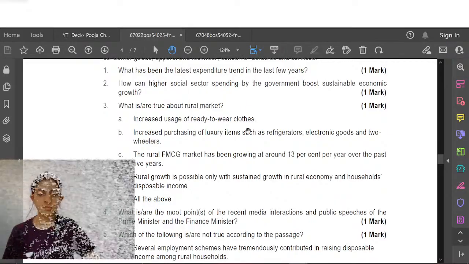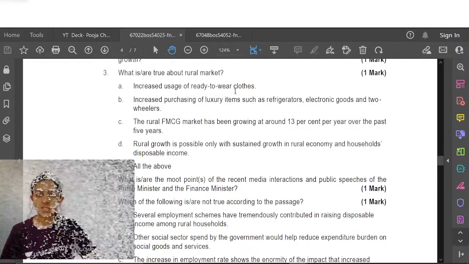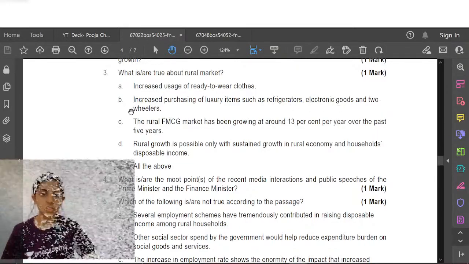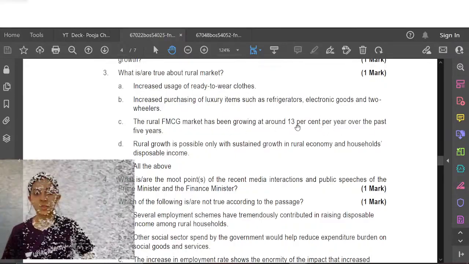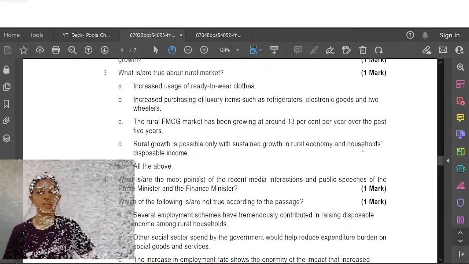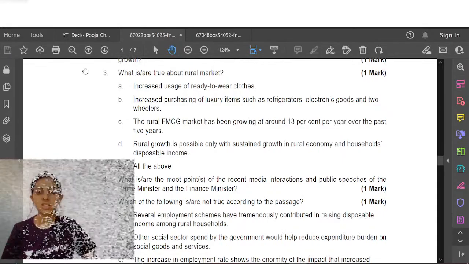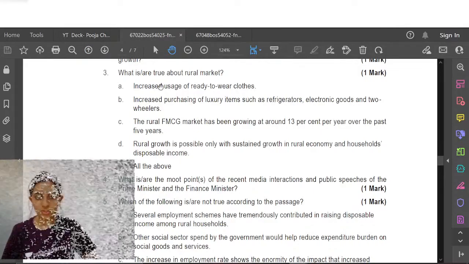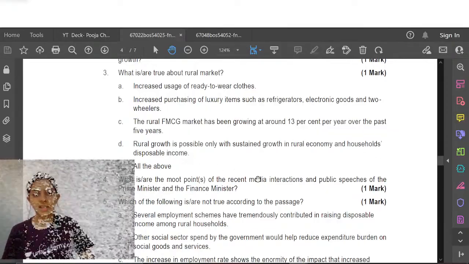What is true about rural markets? Increased usage of ready-to-wear clothes, increased purchasing of luxury items such as refrigerators, electronic goods and two-wheelers. The rural FMCG market has been growing at around 30% per year over the past 5 years. Rural growth is possible only with sustained growth in the rural economy and households' disposable income, and all of the above. To answer this, we need to read the paragraph. We'll remember these things like refrigerator, ready to wear, 13%, sustained growth in rural economy and household disposable items. We'll try and find it.